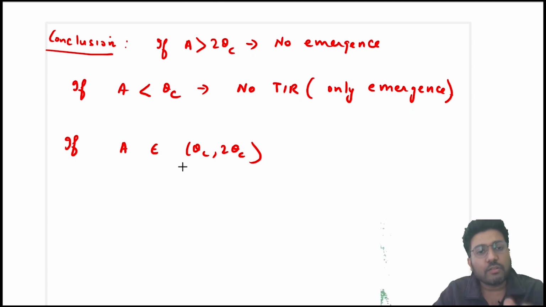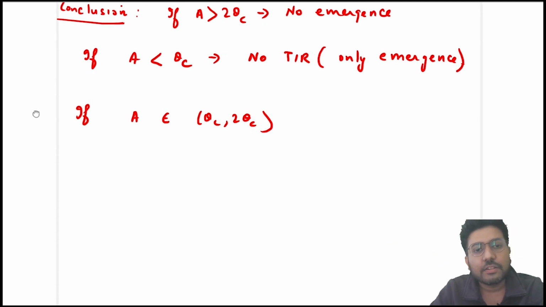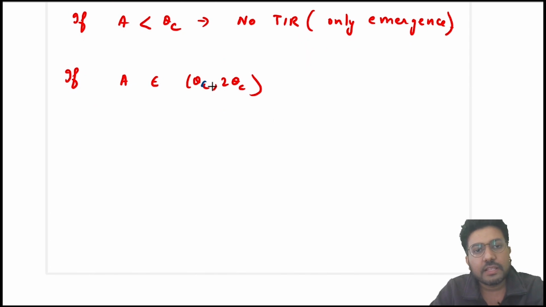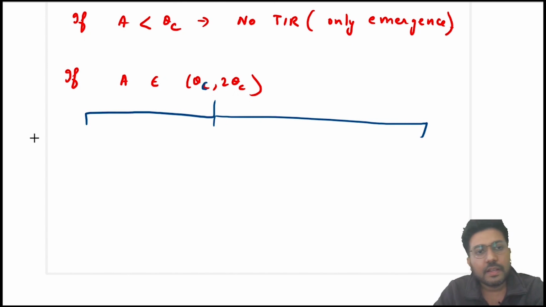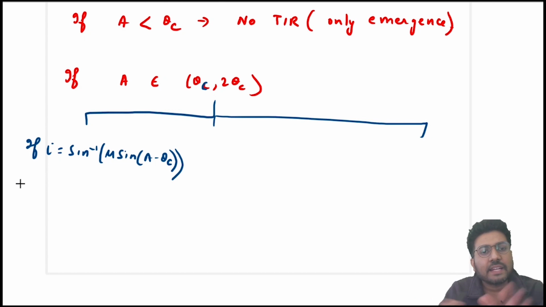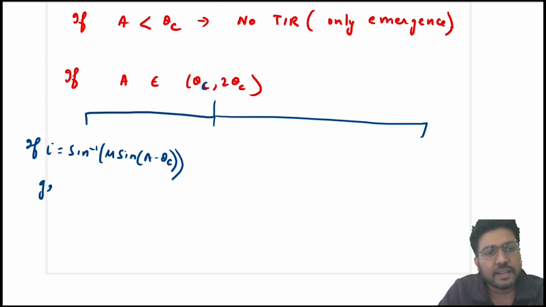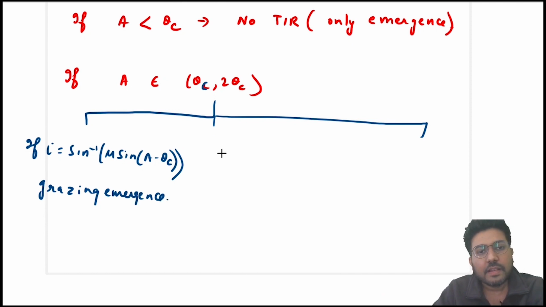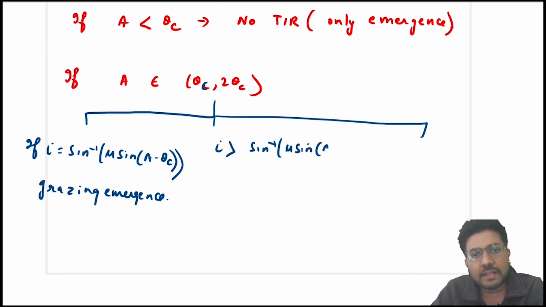Now, the next conclusion is, if A belongs to theta C to 2 theta C, in that case, if I is equal to sine inverse of mu sine A minus theta C, I remember it like this, so I am writing it like this. If I is equal to sine inverse mu sine A minus theta C, then you will say grazing emergence. If I is greater than sine inverse mu sine A minus theta C, in that case what will happen?